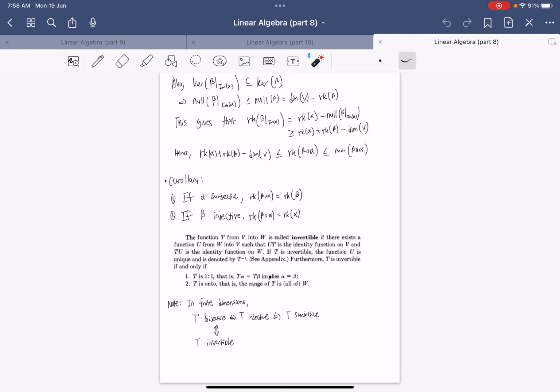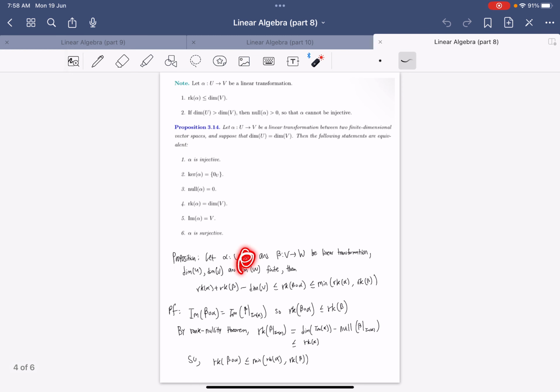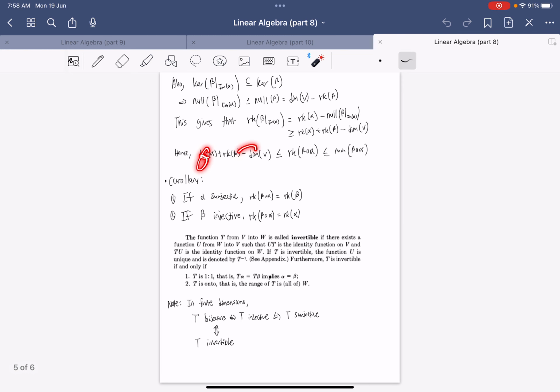A corollary of this is that if alpha is surjective, then the rank of alpha is the dimension of V, so this cancels out. This leaves the rank of beta, and the composition is sandwiched in between, so the rank of the composition is the rank of beta. And if beta is injective, then the rank of the composition is just the rank of alpha, again using this inequality to help.